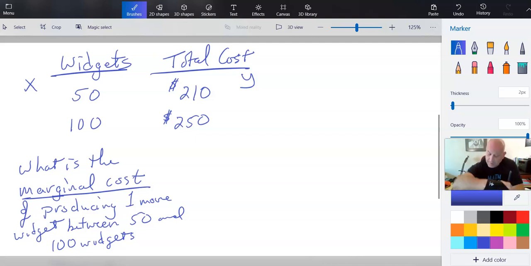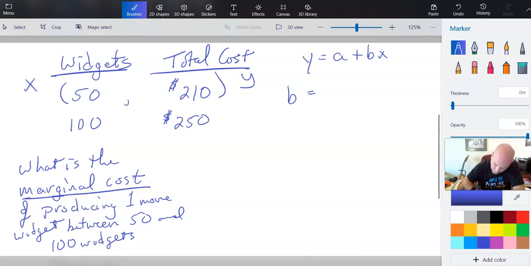But if we're going to find the marginal cost here, well, that is our slope, right? Remember, we have the form of the line a plus bx, right? So the marginal cost is b. And b, again, is a change in y over a change in x. What this really is are 2 coordinates. And you can just find the equation of the line between 2 sets of coordinates.